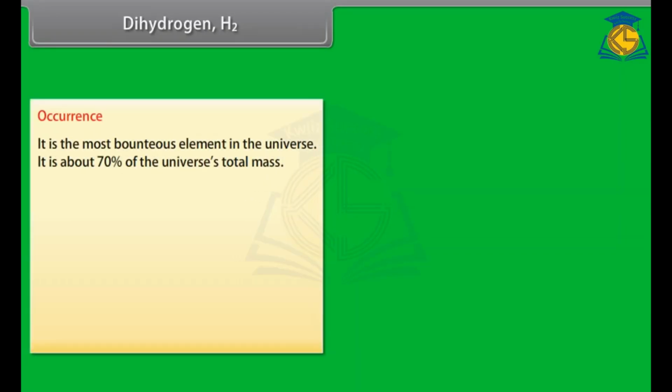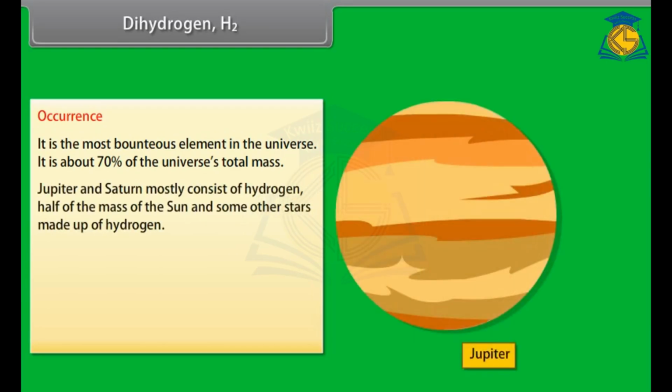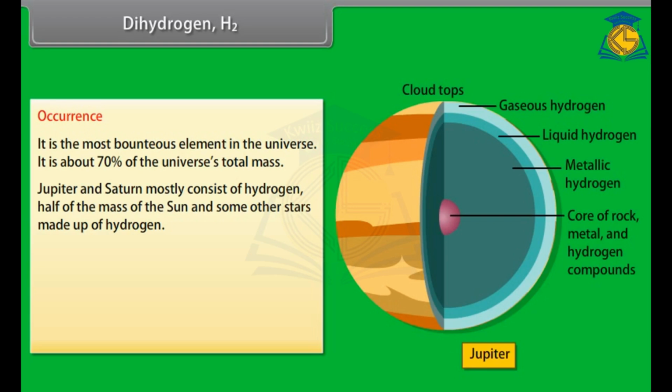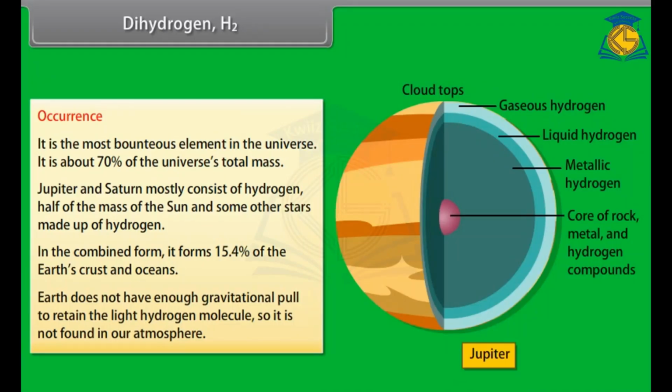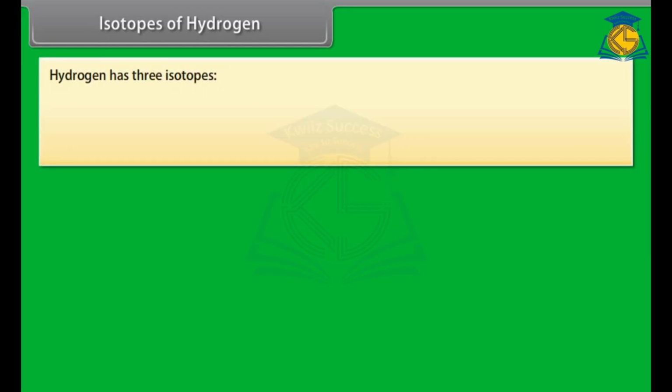Dihydrogen, H2. Occurrence. Dihydrogen is the most bounteous element in the universe. It is about 70% of the universe's total mass. Jupiter and Saturn mostly consist of hydrogen. Half of the mass of the Sun and some other stars is made up of hydrogen. In the combined form, it forms 15.4% of the Earth's crust and oceans. Earth does not have enough gravitational pull to retain the light hydrogen molecule, so it is not found in our atmosphere.